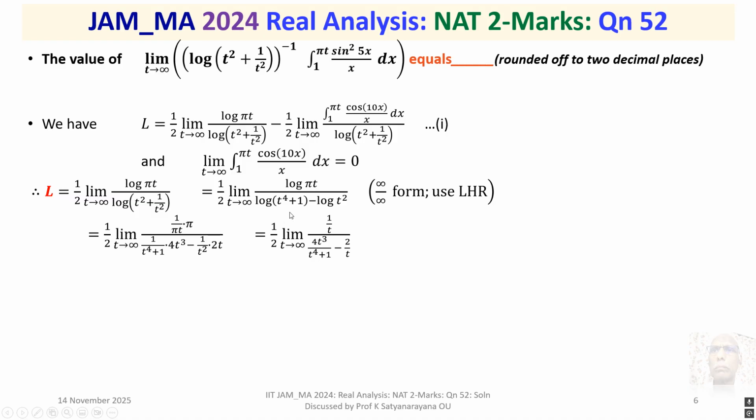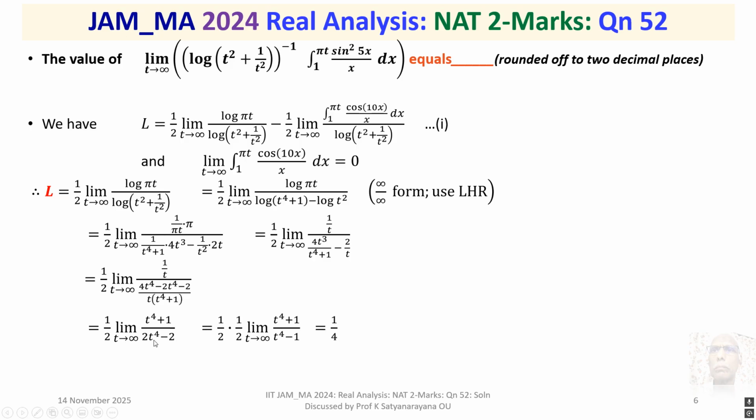The derivative of t to the power of 4 plus 1 is 4t cube, minus log of t square, whose derivative is 1 by t square, and the derivative of t square is 2t. Simplified and written here. Now, taking the LCM in the denominator, and further simplification will give you 1 by 2 limit t tends to infinity of t to the power of 4 plus 1 by 2t to the power of 4 minus 2. In the denominator, a 2 is taken common.